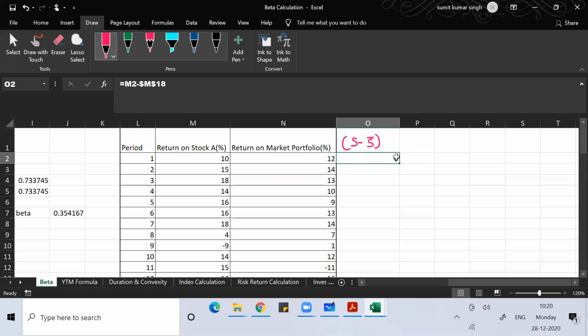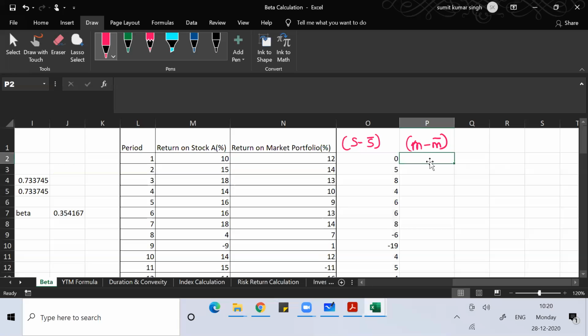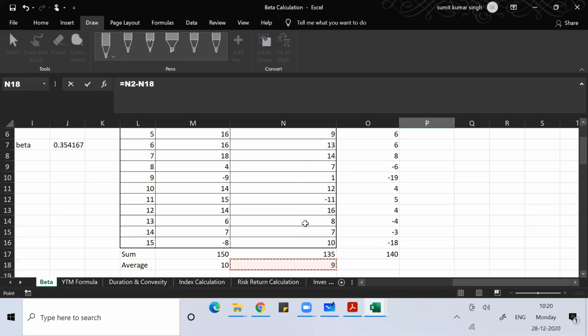I'll do return on stock minus average return on stock. So 10 minus 10, 15 minus 10, 18 minus 10, 14 minus 10, 16 minus 10. Do it like that. Then do M minus M bar, the return on market minus the average return on the market, that is 12 minus 9. Average return on market is 9.